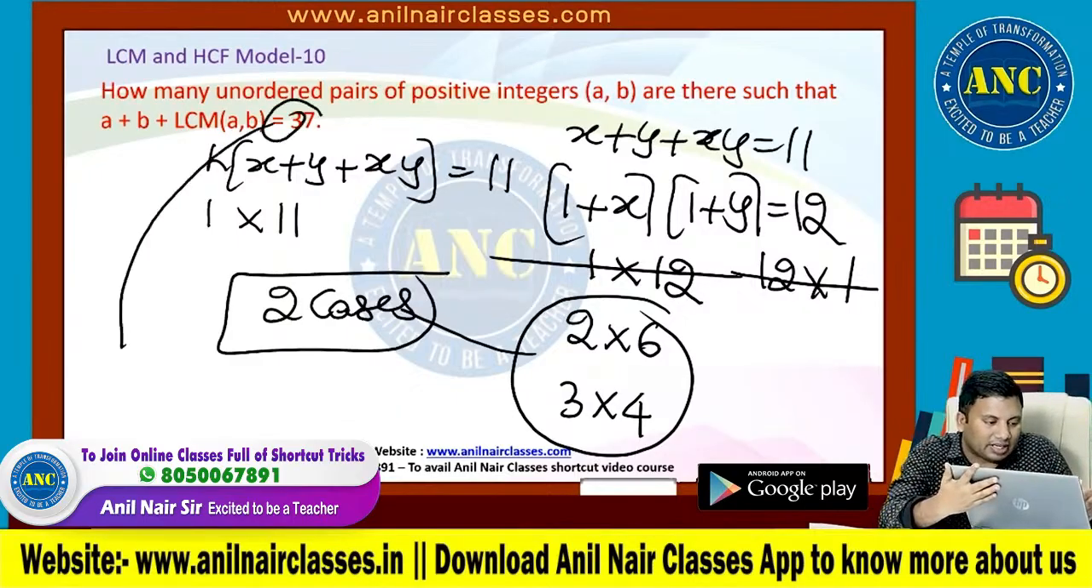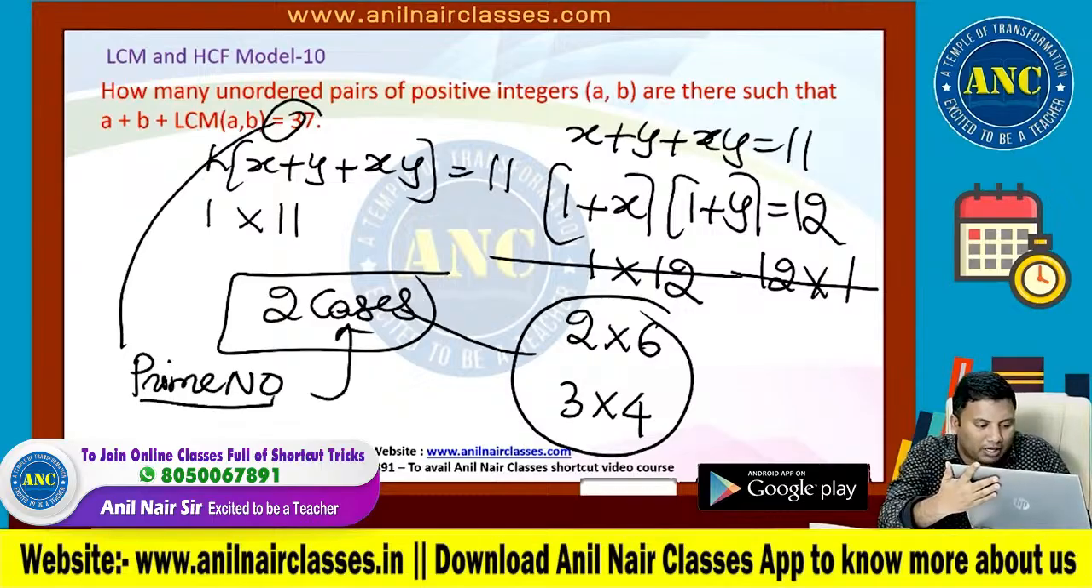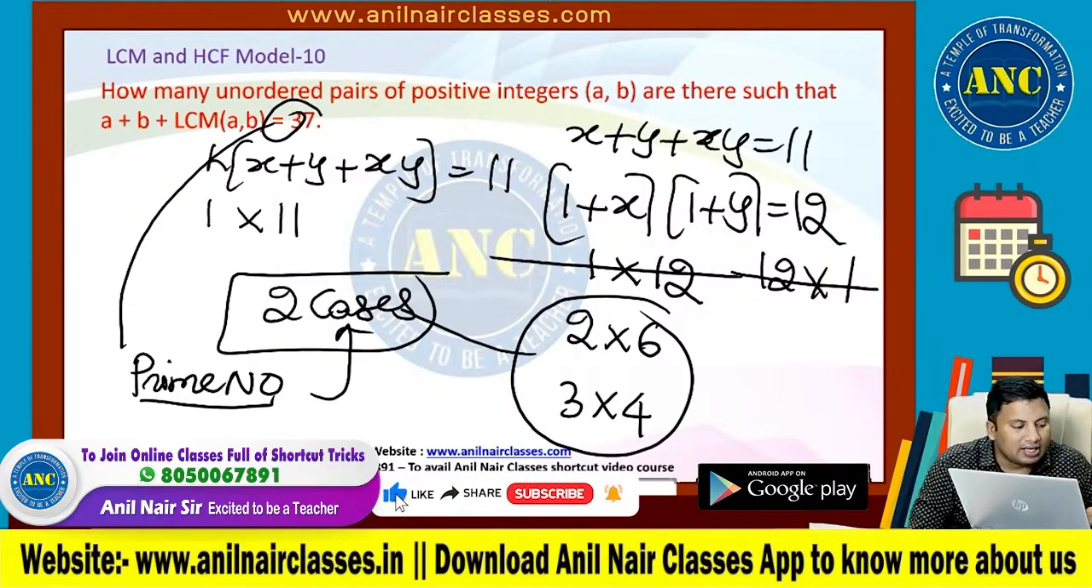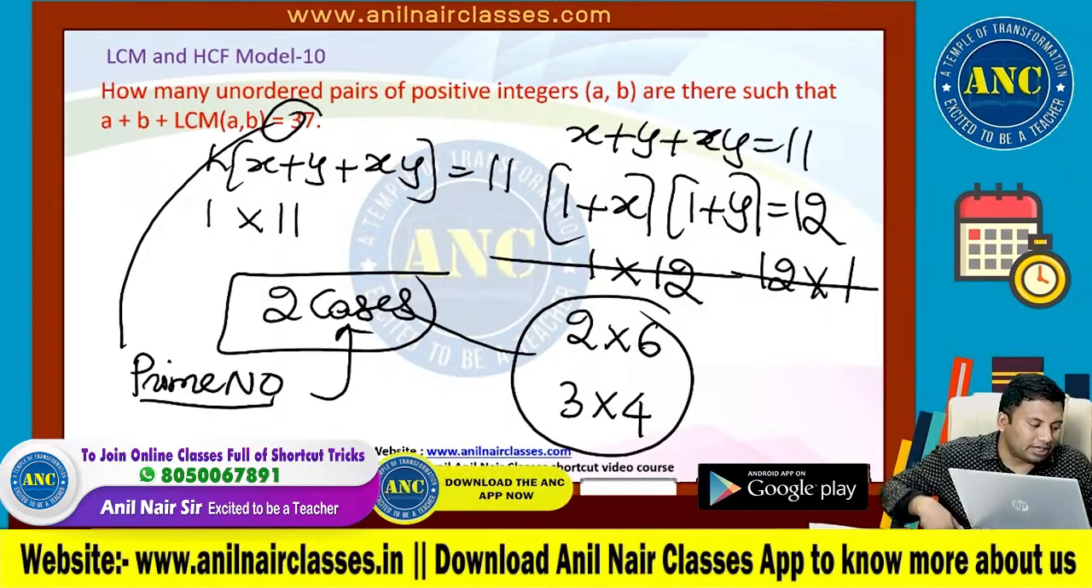In fact you don't need to do anything. If the right hand side is a prime number, the answer will always be 2. Always the answer will be 2. If the right hand side is a prime number, answer will be 2. I hope it is clear. Idea clear? Now we will take a composite number. Right? Next one.